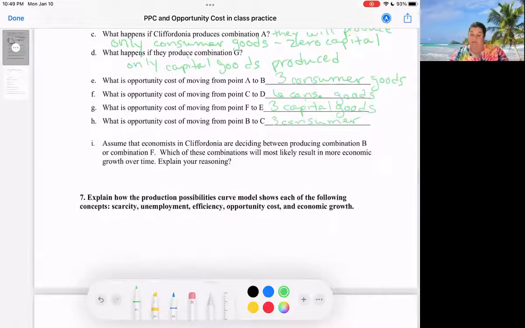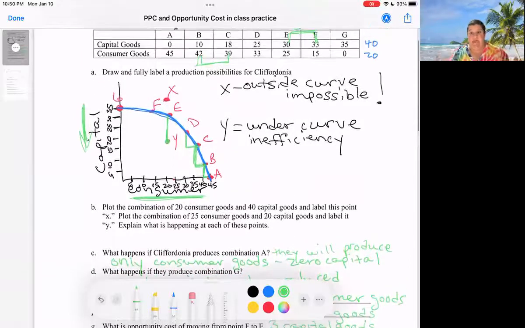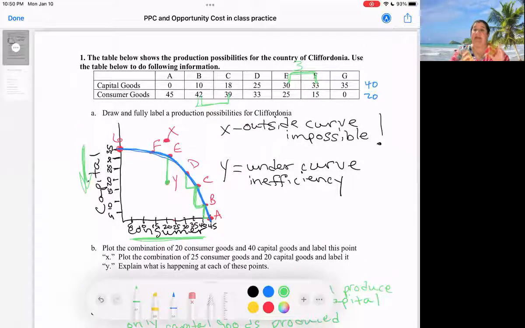Okay, assume that economists in Cliffordonia are deciding between producing combination B or combination F. Which of these combinations will most likely result in more economic growth over time? This is kind of a trick question because we haven't talked about this yet. But here's what you need to know. Economists will tell you over and over again that when you focus your economy on producing capital goods, goods that are used in the production of other goods, so when you spend your time producing the raw materials, basically, that are used to make consumer goods, the potential for growth is greater. Why?